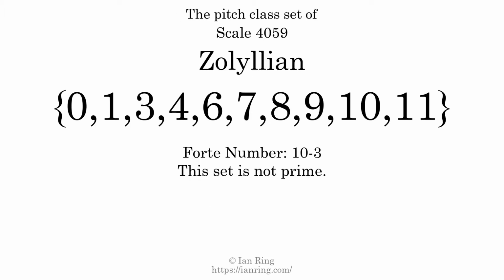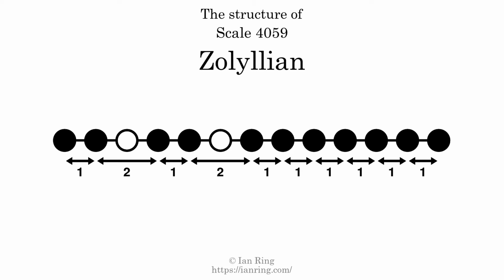The pitch class set for this scale is 0, 1, 3, 4, 6, 7, 8, 9, 10, 11. The fault class is 10, 3. This set is not prime. The structure of a scale is a description of the interval distance between each successive tone. This scale has a structure of 1 2 1 2 1 1 1 1 1 1.